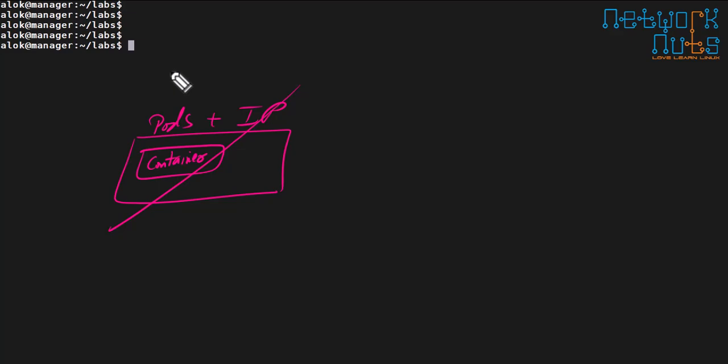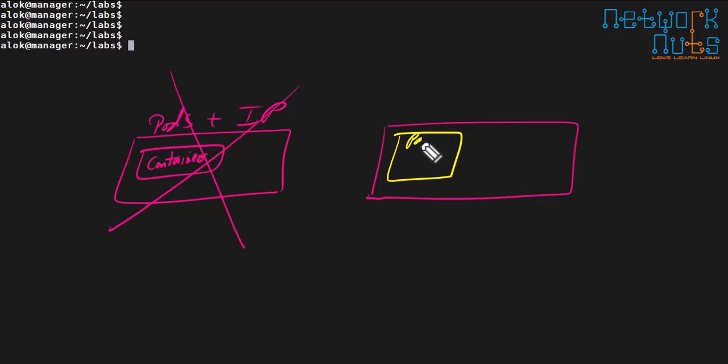No, this is not right. So what happens is, whenever you create a pod, Kubernetes will first create a pause container or a sandbox container, right? A pause container or a sandbox. And the IP is given to the sandbox. IP is attached to the sandbox.